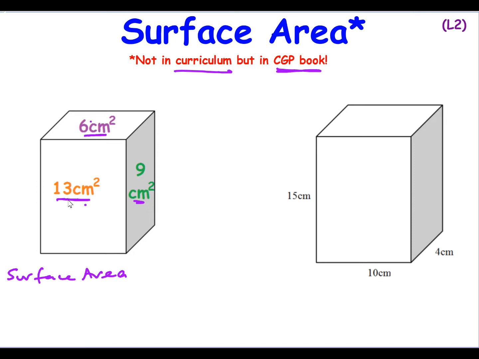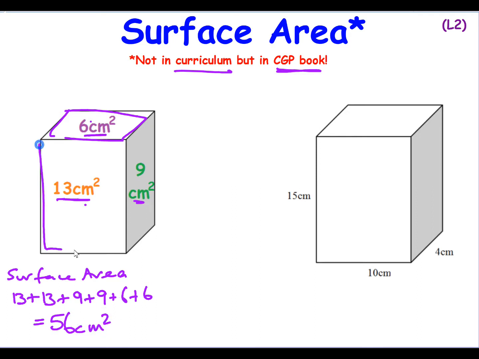Now, because the front face is 13, the back face is also 13. Because the right hand side has an area of 9 centimeters squared, then so does the left hand side. Similarly, if the top of the shape has an area of 6 centimeters squared, so does the bottom. So when we add those together, you end up with 56 centimeters squared. And that is the surface area of the 6 sides of the 3-dimensional shape.